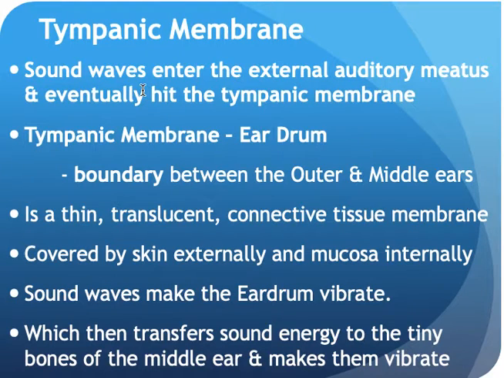So now we get to the tympanic membrane. Sound waves are going to enter the external auditory meatus, and then they're going to eventually hit this tympanic membrane. We'll come back to that picture in a second. The tympanic membrane is more commonly called the eardrum. It's the boundary between the outer and the middle ears. Okay, and it's a thin, translucent connective tissue membrane covered by skin externally. It's going to have a mucosa internally. When sound waves hit this eardrum, they cause it to vibrate. Okay, and then this vibration is going to transfer sound energy to the tiny bones in the middle part of your ear, making them vibrate, and they're going to continue that process of hearing into the internal part of the ear.